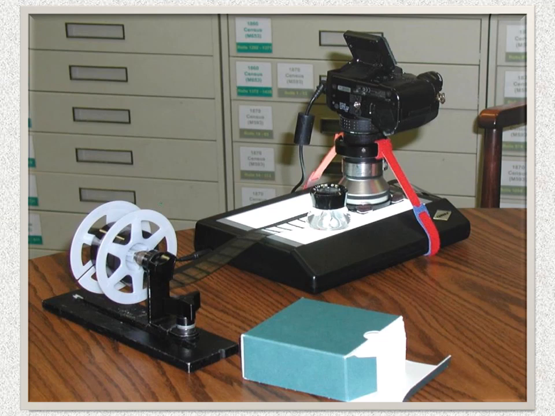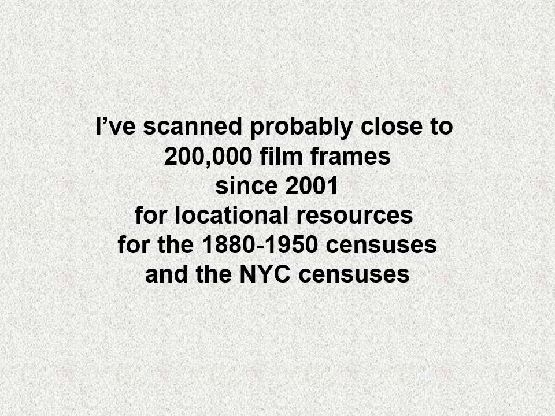And I figured a way of using a simple point-and-shoot camera with some extra lenses. I've always been interested in cameras and had a black and white darkroom. And I was able to digitize a roll of film in 2 to 3 hours. And once we had it, we could put it online and have volunteers from all over the world. And I estimate that I made close to 200,000 film frames since 2001 to support the census projects.